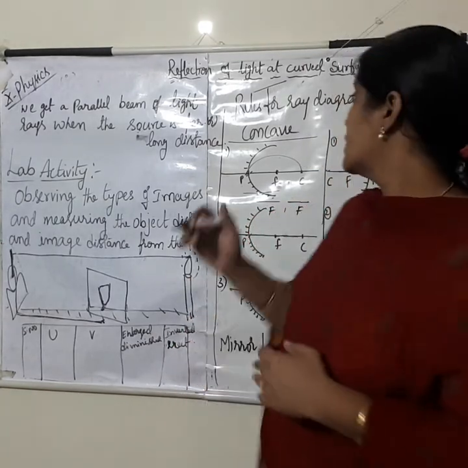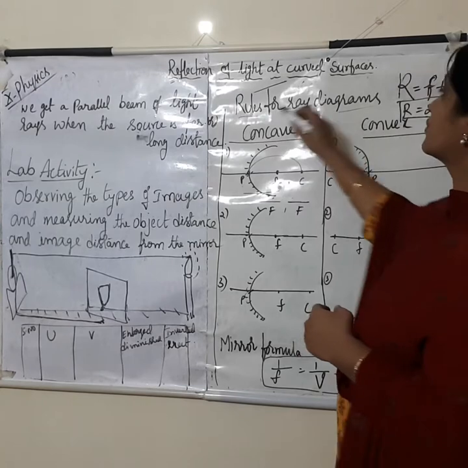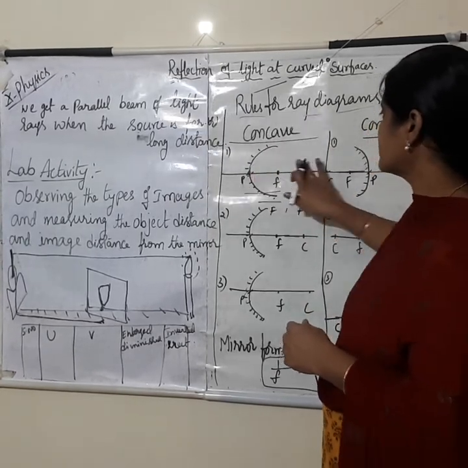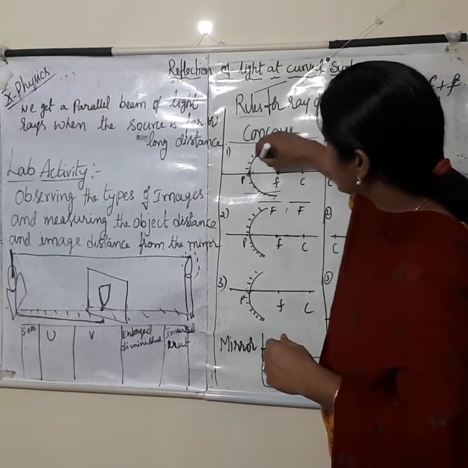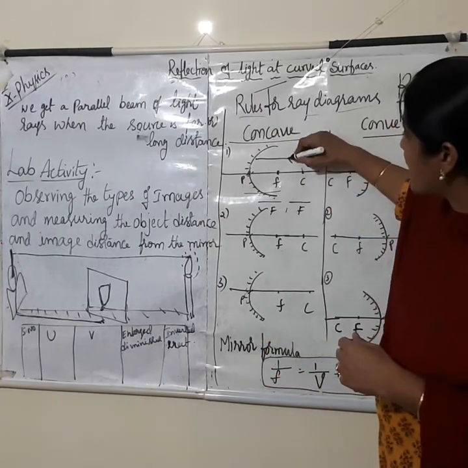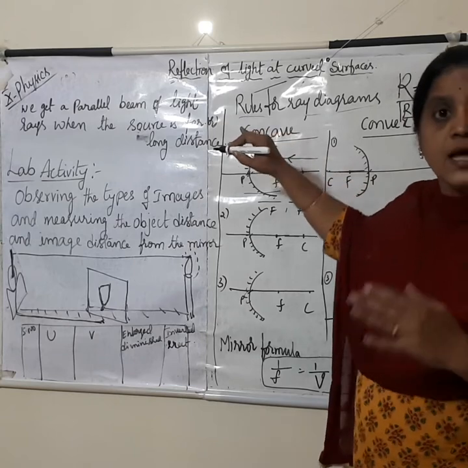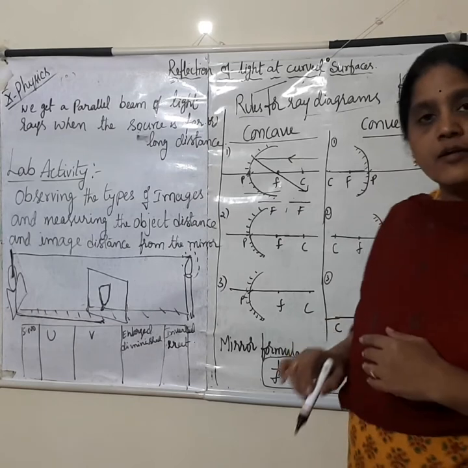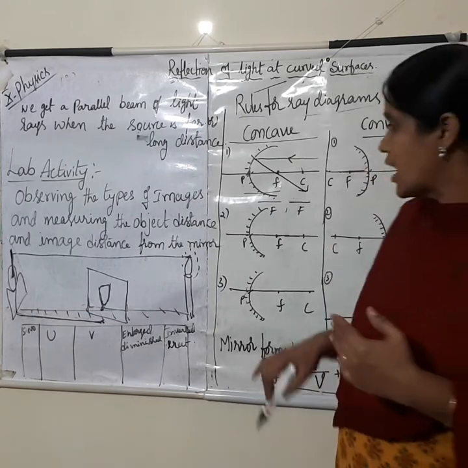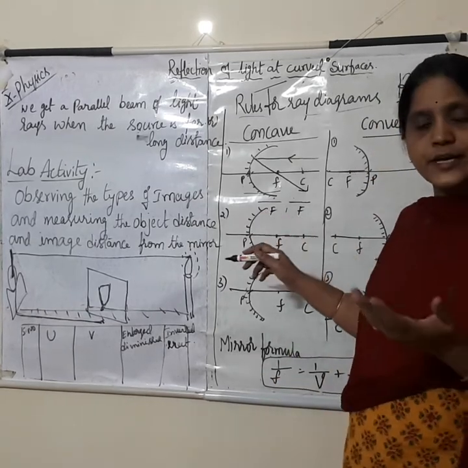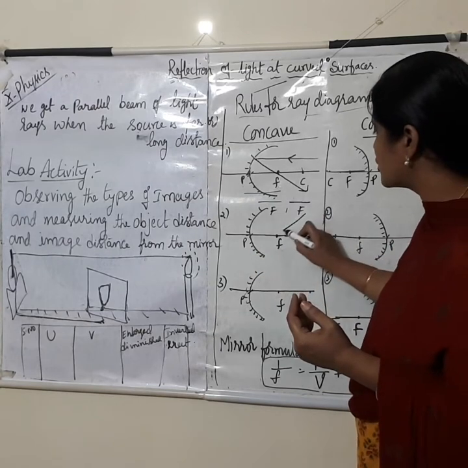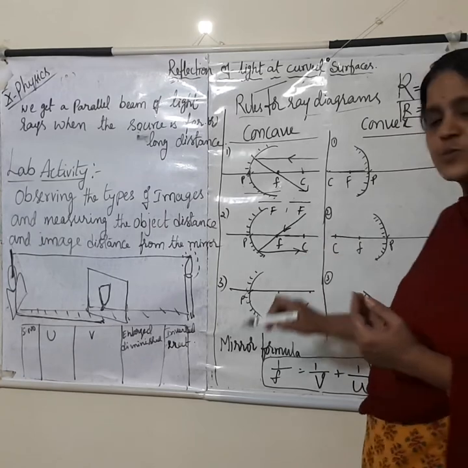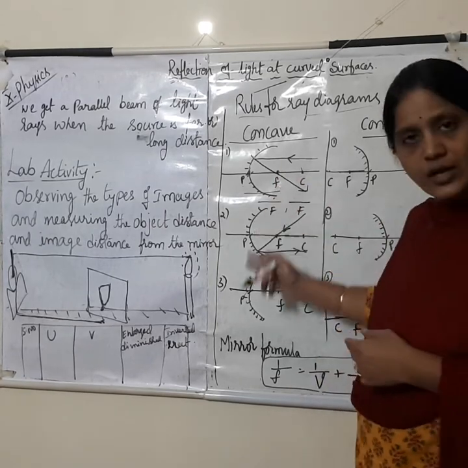What are the rules? Here I wrote the rules for the ray diagram. If a ray is parallel to the principal axis, the reflected ray should pass through the focus. And what is the second rule? When a ray is passing through the focus, the reflected ray is parallel to the principal axis. These are all for the concave mirrors.